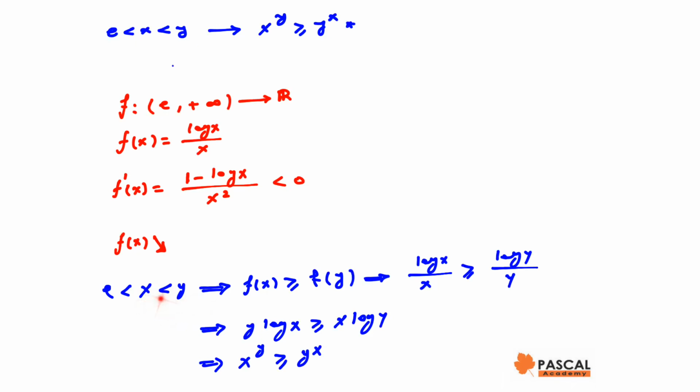That means if x is smaller than y, f of x is greater or equal than f of y. f of x is log of x over x, f of y is log of y over y. Therefore, y log of x is greater or equal than x log of y, and that means x to the power of y is greater or equal than y to the power of x.